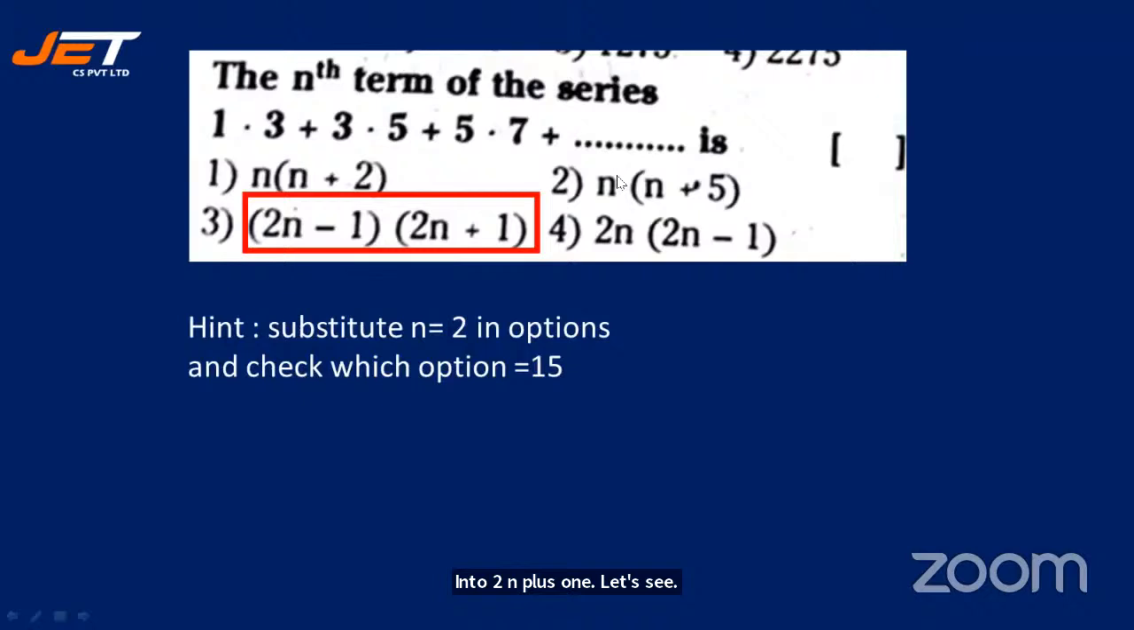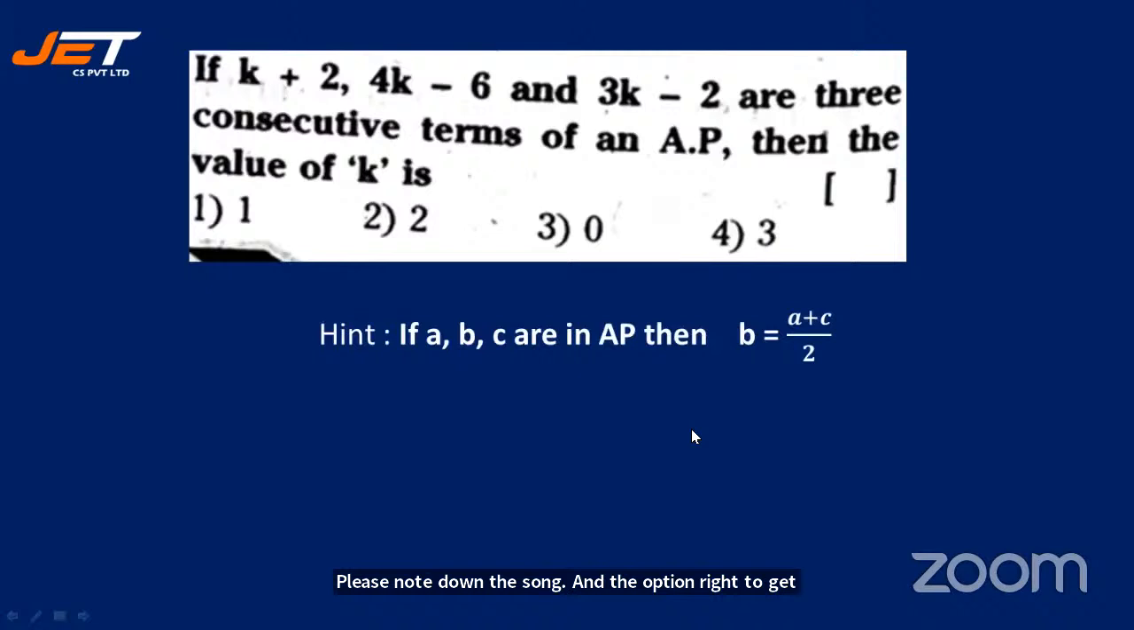Yes. Pritika, Riya Naik, Taruni, Lalli, Geeta Devi. Yes, almost all are giving me option 3. Those who are still stuck, please note down the sum and with the options, you will get the answer. All right, let's move on to the next question. If k plus 2, 4k minus 6 and 3k minus 2 are 3 consecutive terms of an AP, then what is the value of k?